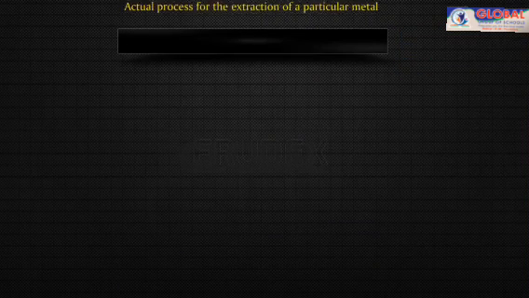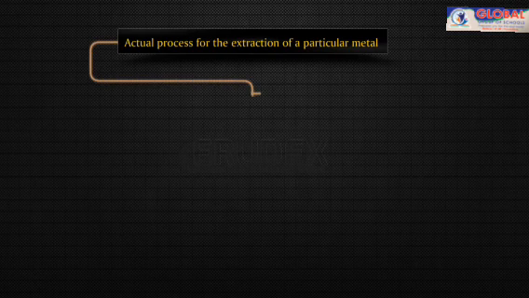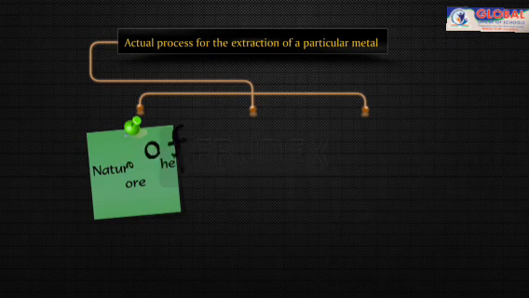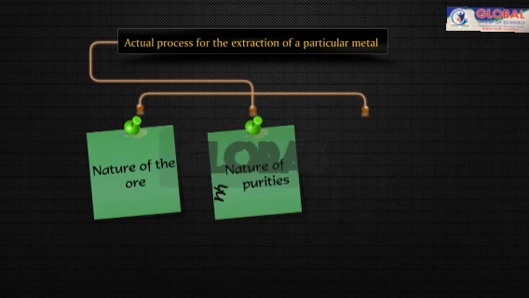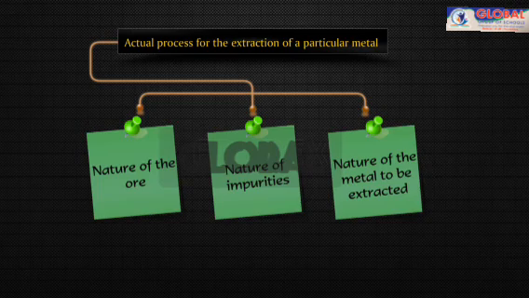The actual process employed for the extraction of a particular metal from its ore depends upon the nature of the ore, the nature of impurities, and the nature of the metal to be extracted.